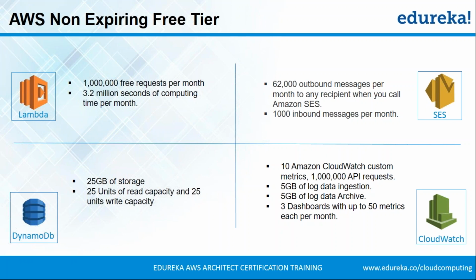Next up we have SES, which is Simple Email Service. In Simple Email Service, you get 62,000 outbound messages per month to any recipient when you call Amazon SES. So you can send 62,000 messages per month for free. Also, you can receive 1,000 inbound messages for free every month, right? So this is non-expiring. Every month you can send around 62,000 messages and receive 1,000 messages for free.